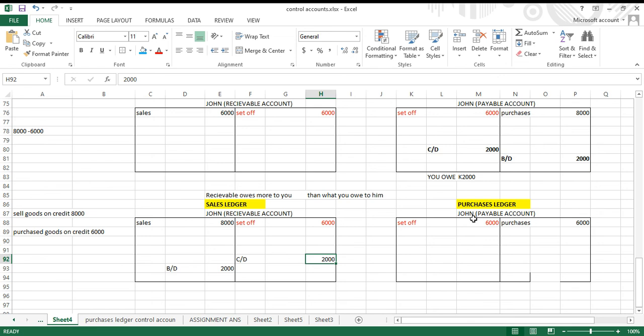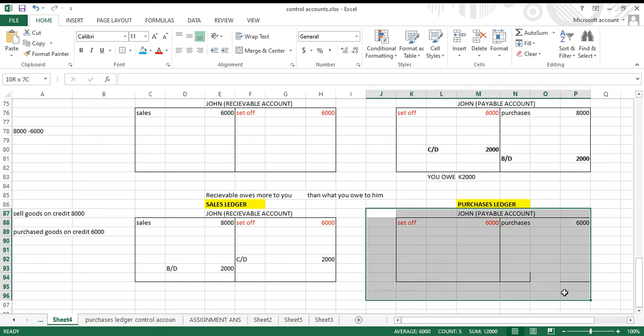Then we do the set off on the payable account. We debit 6,000. And after we do the set off, we no longer owe John any money. John is just owing us now 2,000.